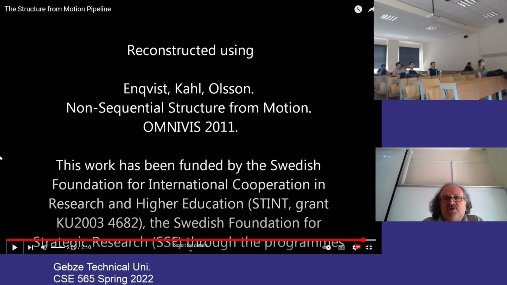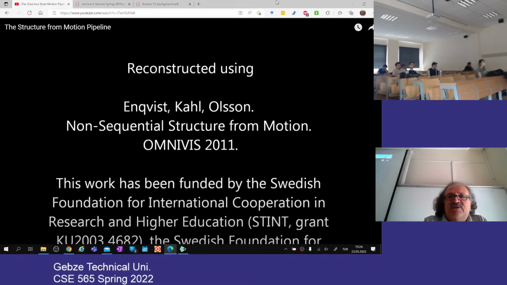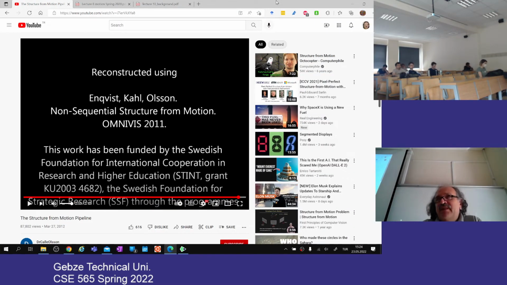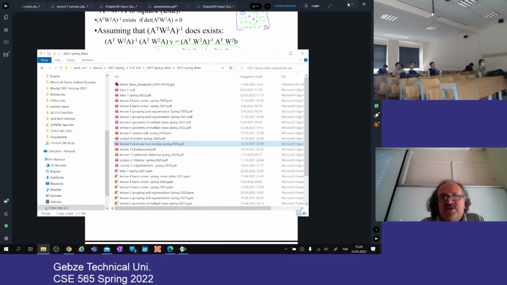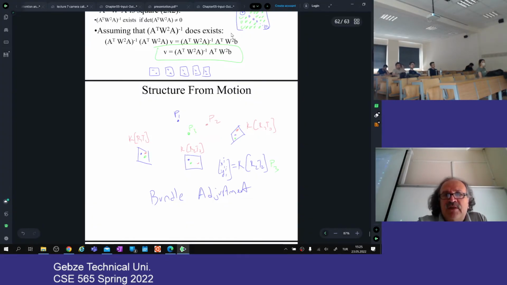So, non-sequential structure from motion. This approach, I guess, just ignores the time part, or they thought of it as one large stereo setup kind of thing, right? So that's the main idea of structure from motion, and that's what we get.